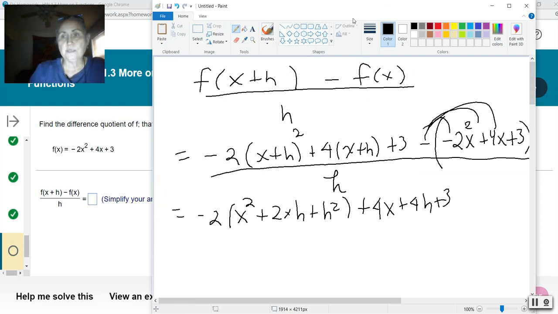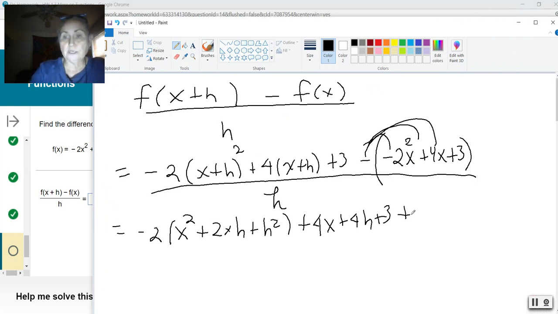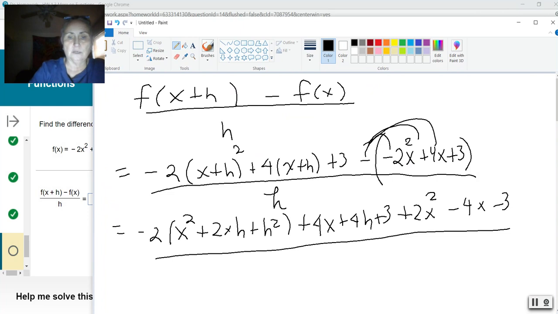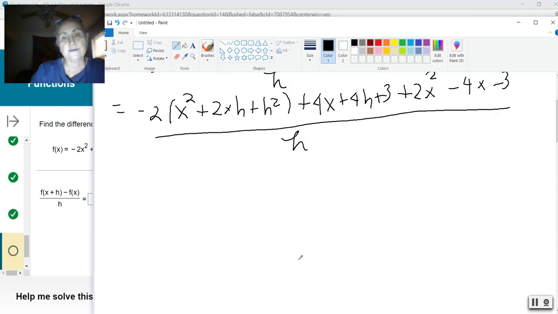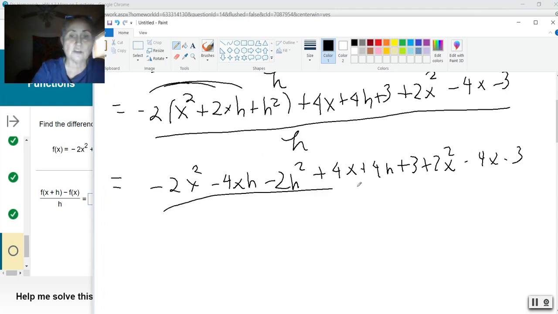So that's going to give me plus 2x squared minus 4x minus 3. All of that's over h. Don't forget, we got to have that guy in there. This is the formal way. Got to distribute this negative 2. Negative 2x squared minus 4xh minus 2h squared plus 4x plus 4h plus 3 plus 2x squared minus 4x minus 3.